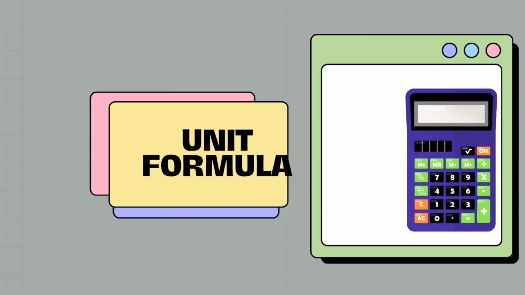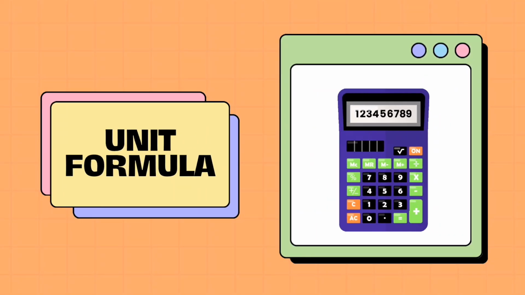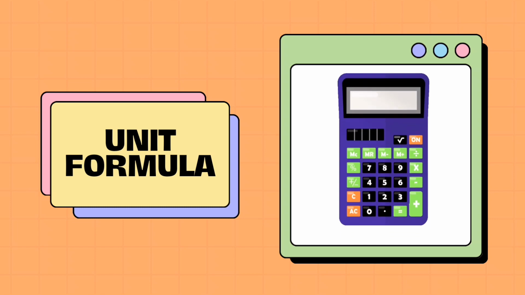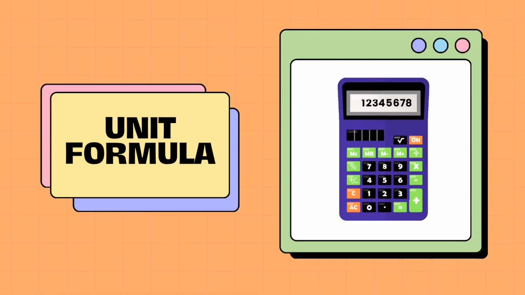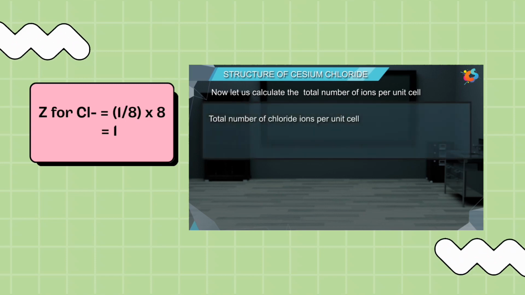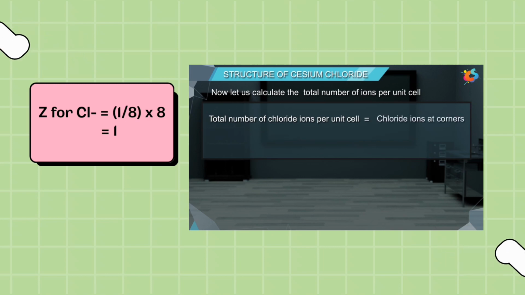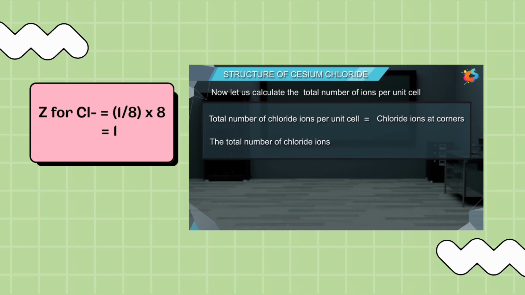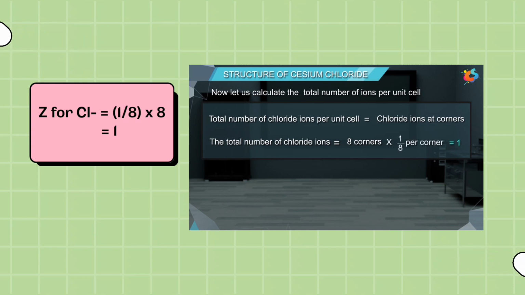The unit formula, usually denoted as Z for a crystal lattice structure, represents the total number of ions or atoms present in a single unit cell. For chloride ions, which form a primitive cubic arrangement, the number of ions is 8, but since they are all positioned at the corners, each chloride ion will contribute only 1/8. So 1/8 times 8 corners will be equal to 1.